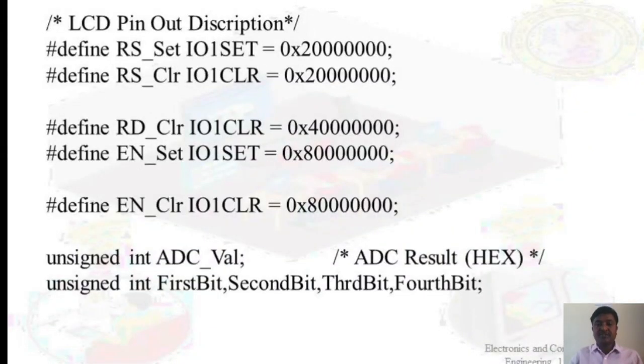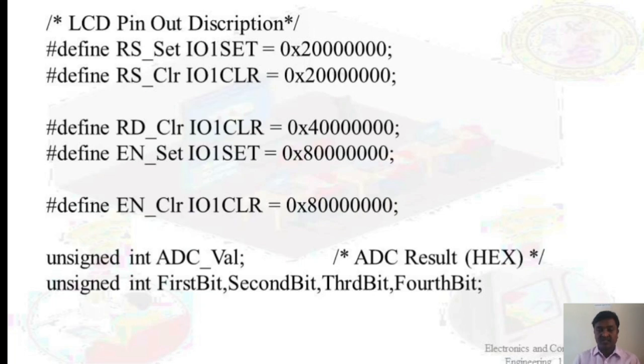LCD pinout descriptions: define RS_SET as IO1SET equal to 0x2 followed by 7 zeros. Define RS_CLR, that is IO1CLR equal to 0x2 followed by 7 zeros. Then we are defining RW_CLR as IO1CLR with 0x4 followed by 7 zeros. Hash define EN_SET as IO1SET 0x8 followed by 7 zeros. And again hash define EN_CLR as IO1CLR 0x8 followed by 7 zeros.